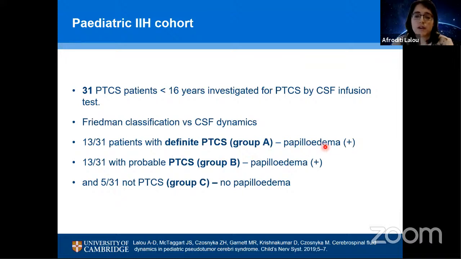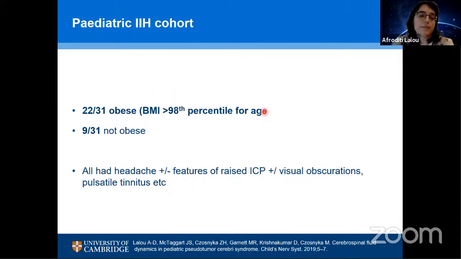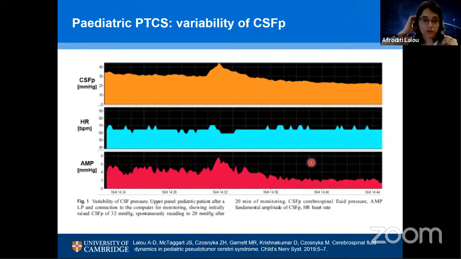As you can see here, as it comes to clinical information, all of these children in the definite and probable groups had to have papilledema, although there were some children in group C, of course, without papilledema. Not all of the children were obese, but the majority were obese, and they had all the features that we classically associate with IIH, including, for example, headache, some features of raised ICP, but mainly other things as well that we associate with red flags.